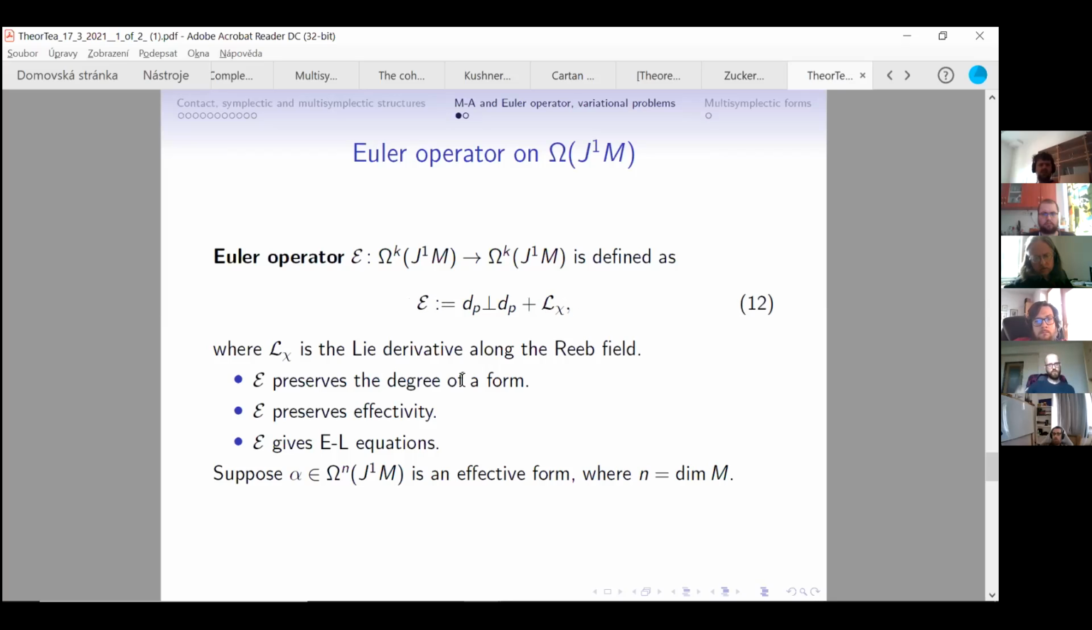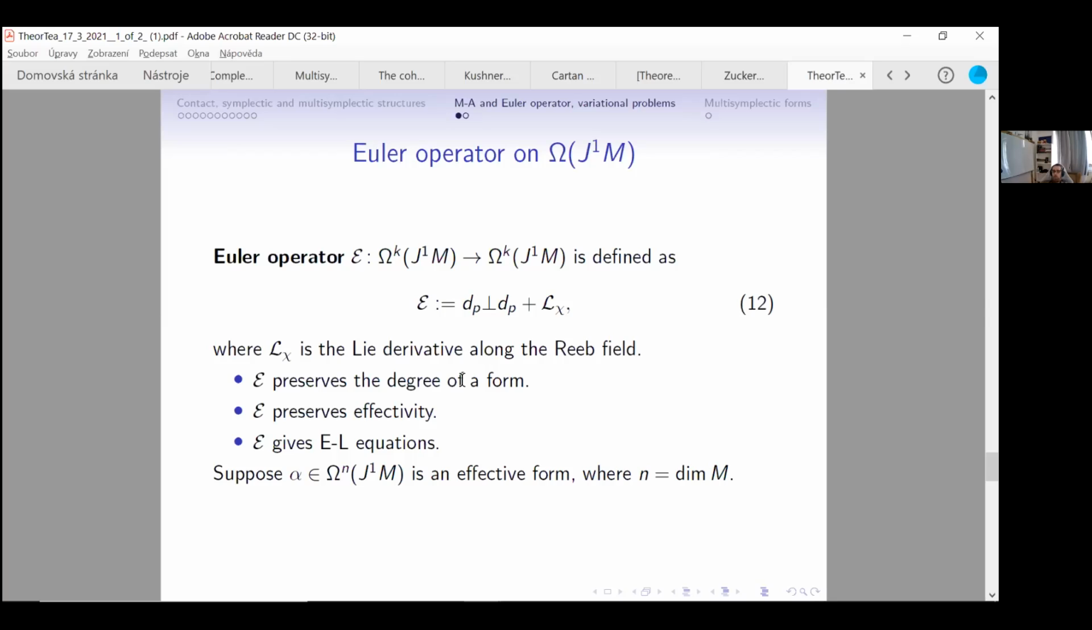And now the properties of this Euler operator. It satisfies many properties, but the most important for us is that it's a zero order operator. It preserves the degree of a form. It preserves effectivity of forms. So once I have an effective form, i.e. a form which is degenerate along the Riemann field and vanishes on the bottom operator, then these two properties are preserved. But notice that it doesn't produce effective forms out of non-effective forms. And most interestingly, at least to me, is that it gives the classical Euler-Lagrange equations.